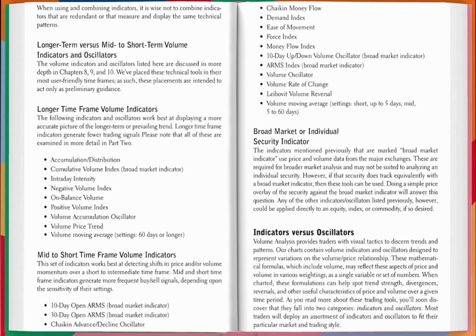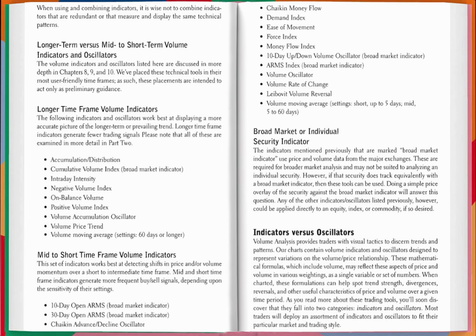Indicators versus oscillators. Volume analysis provides traders with visual tactics to discern trends and patterns. Our charts contain volume indicators and oscillators designed to represent variations on the volume-price relationship. These mathematical formulas, which include volume, may reflect these aspects of price and volume in various weightings, as a single variable or set of numbers. When charted, these formulations can help spot trend strength, divergences, reversals, and other useful characteristics of price and volume over a given time period.